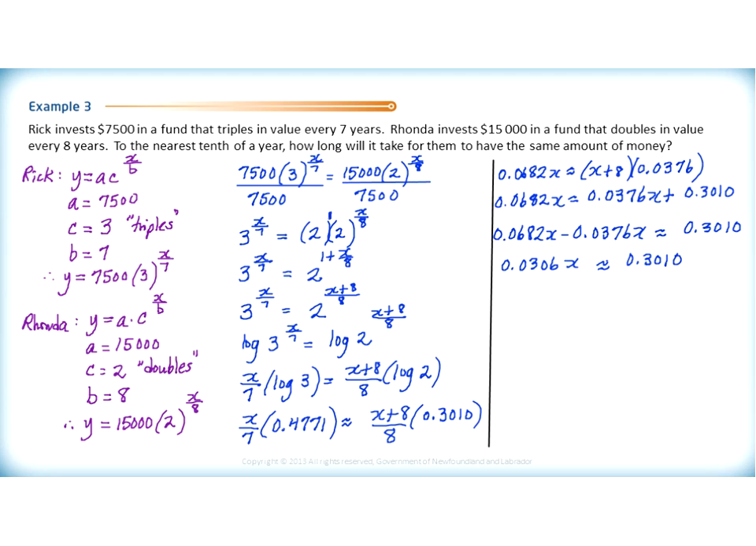And once again, we will divide both sides of the equation by 0.0306. And x is approximately equal to 9.8 years. So as a conclusion then, it will take approximately 9.8 years for Rick and Rhonda's investments to be equal.